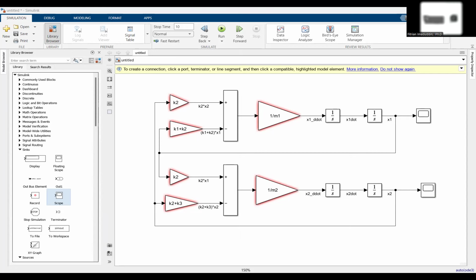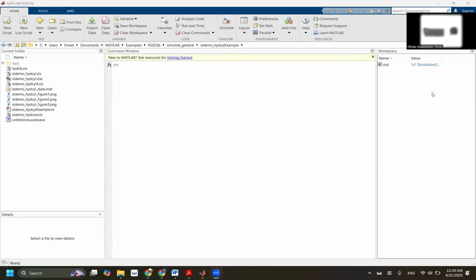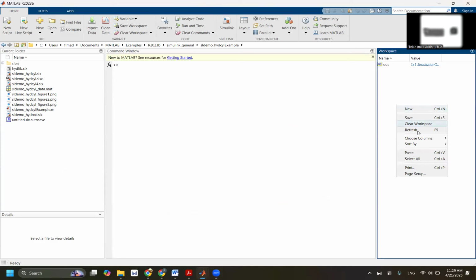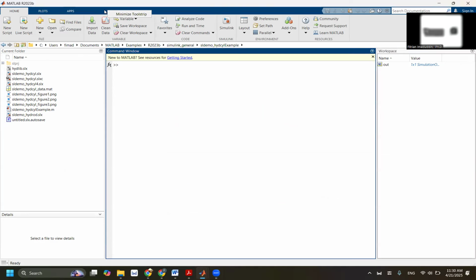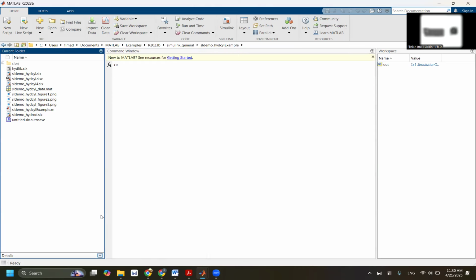Did I share the whole thing? How can you display the workspace? Actually, by default, you will see the workspace. If not, then you can turn on the view. We can show variables. Does the workspace and everything not appear on your screen? It will be there, the workspace.